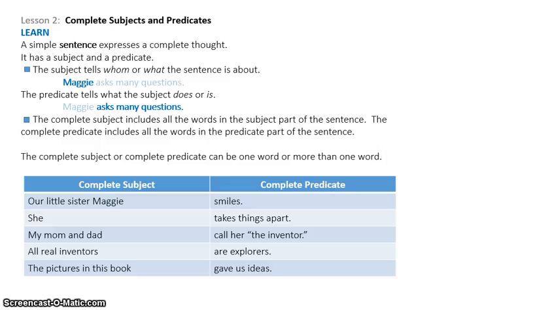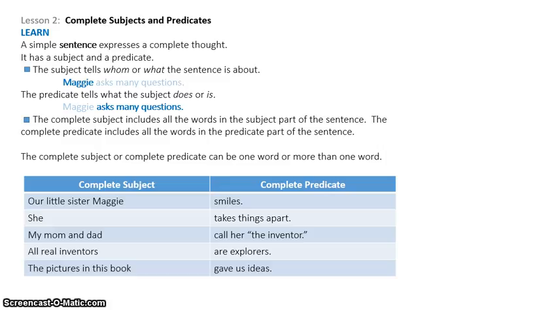The complete subject includes all the words in the subject part of the sentence. The complete predicate includes all the words in the predicate part of the sentence. Now, complete subject and complete predicate are different than a simple subject and a simple predicate, and we're going to get to those next week. Right now, we're talking about complete subjects and complete predicates. So let's look at the chart below.